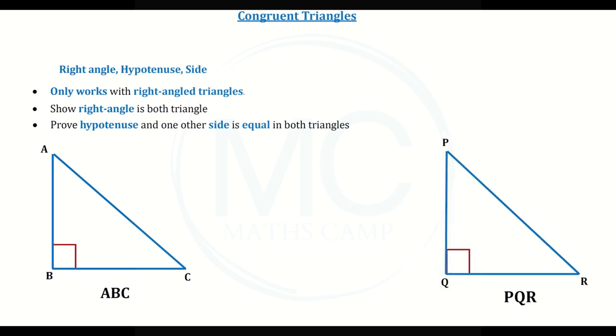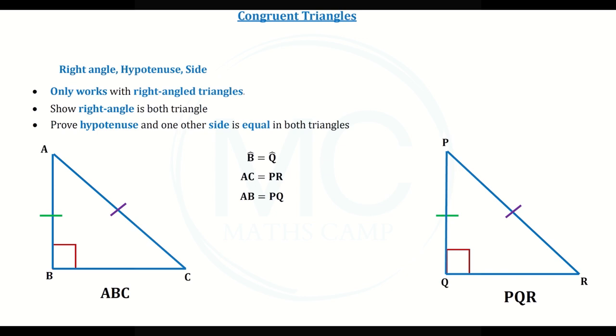Straight away, we can see from the triangles that angle B and its corresponding angle Q are both right angles. So we know that angle B is equal to angle Q. Next, we have to prove that AC, the hypotenuse of triangle ABC, is equal to PR, the hypotenuse of triangle PQR. So let's mark these corresponding sides in purple. Then we can use any other side. So in this case, let's say that AB is equal to its corresponding side PQ, and we can mark these sides in our triangles in green.